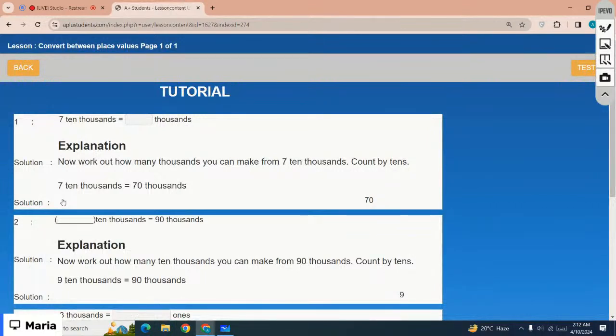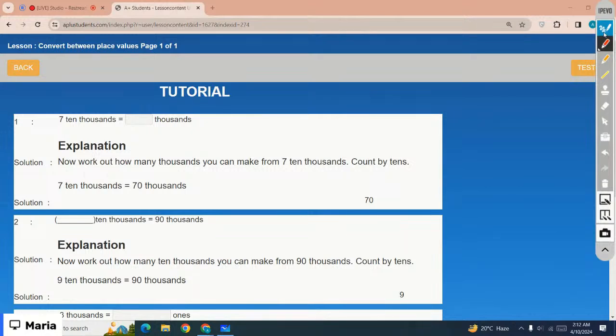Okay, 7 10 thousands equal how many thousands? You have to see how many thousands in 7 10 thousands, right? So use 7 10, right? You have to count by tens. So 7 tens means you can make 70,000, right? 90,000 equal 9 10 thousands.